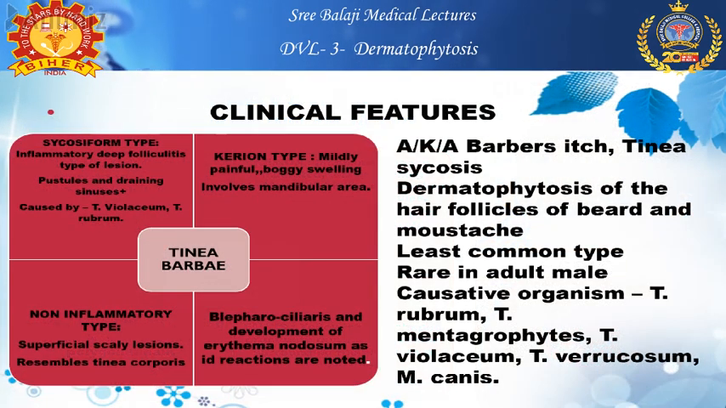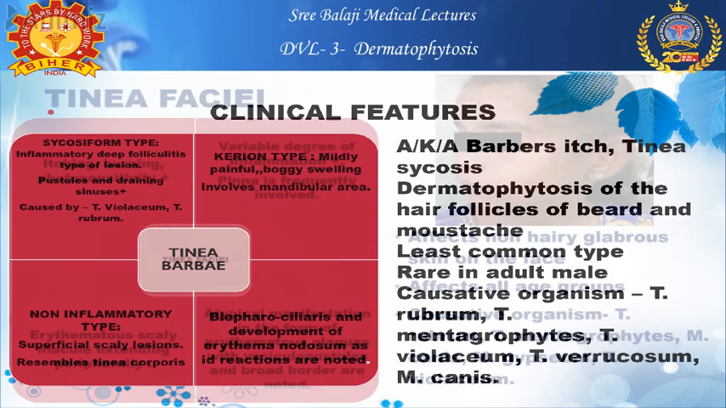The next fungal infection is tinea barbae, otherwise called barber's itch or tinea sycosis. It is a dermatophytosis of the hair follicles of the beard and mustache area. It is quite rare, and as the name barber's itch suggests, it is usually acquired from barbers. The clinical features are classified into four types: sycosiform type, Kerion type, non-inflammatory type, and blepharociliosis type.